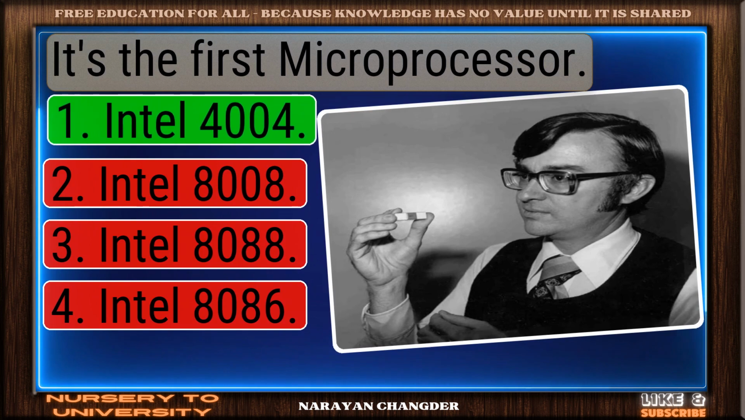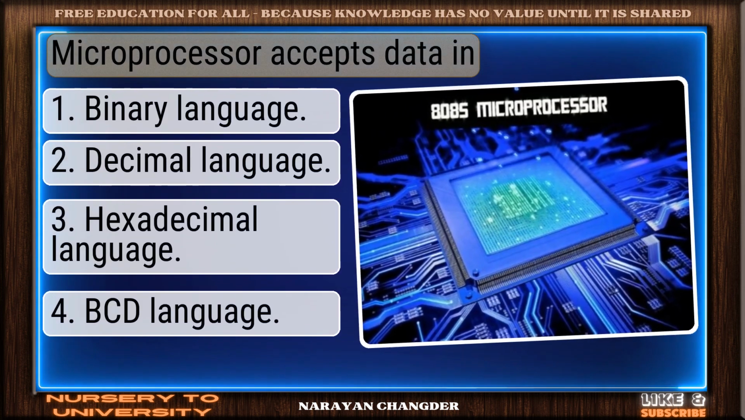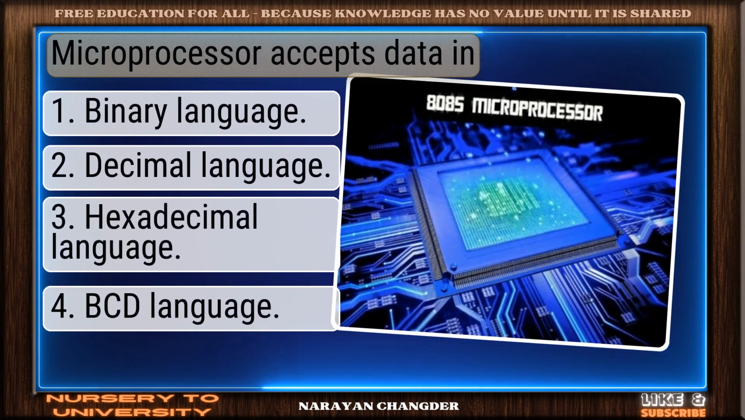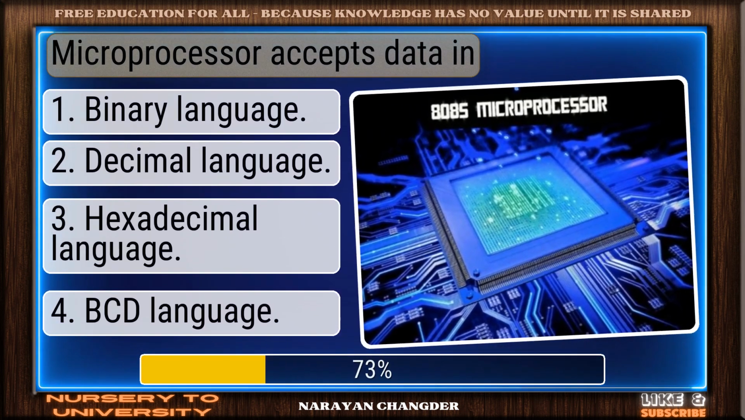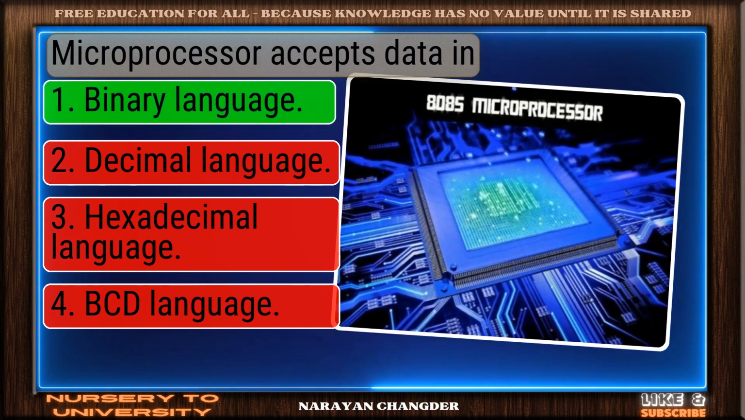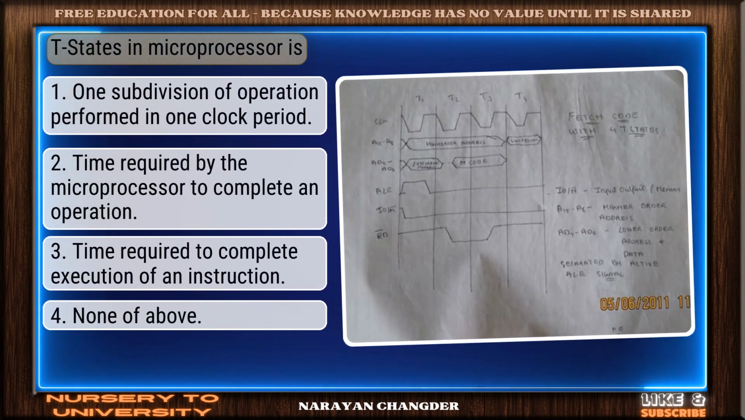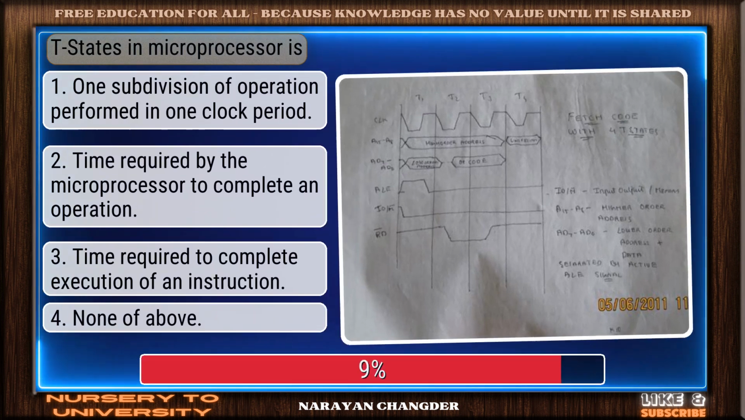You got it. Your choice Intel 4004 is right. Question number 71. Microprocessor accepts data in? Excellent choice. Binary language is the right answer. Question number 72. T-states in microprocessor is?